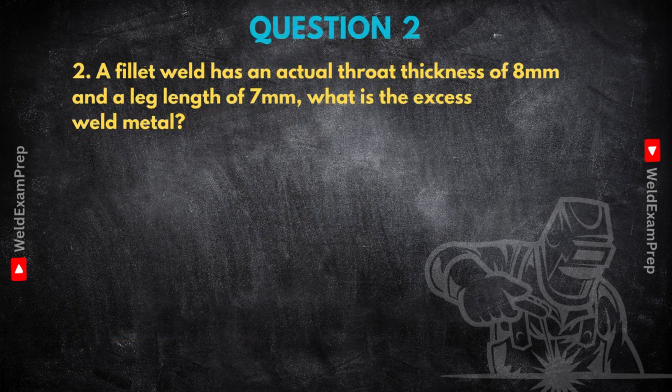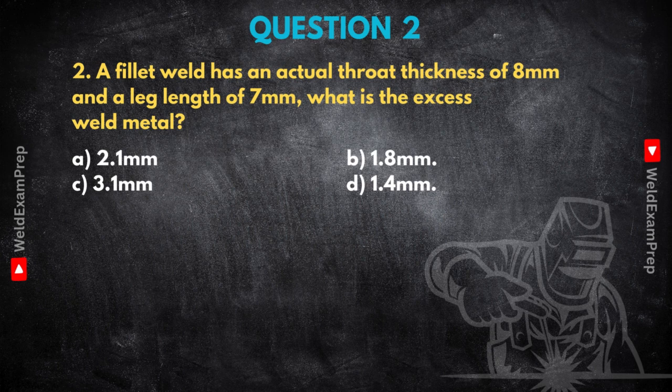A fillet weld has an actual throat thickness of 8 millimeters and a leg length of 7 millimeters. What is the excess weld metal? Your options are A, 2.1 millimeters, B, 1.8 millimeters, C, 3.1 millimeters, or D, 1.4 millimeters. Now, this one involves a specific definition of excess weld metal, particularly in the context of welding standards. It needs a bit of calculation based on those definitions.